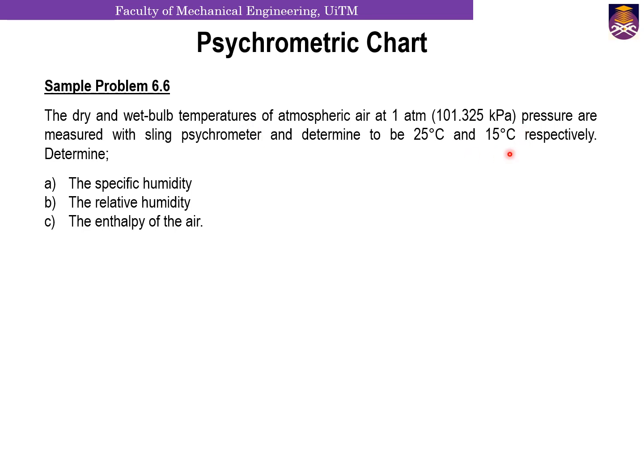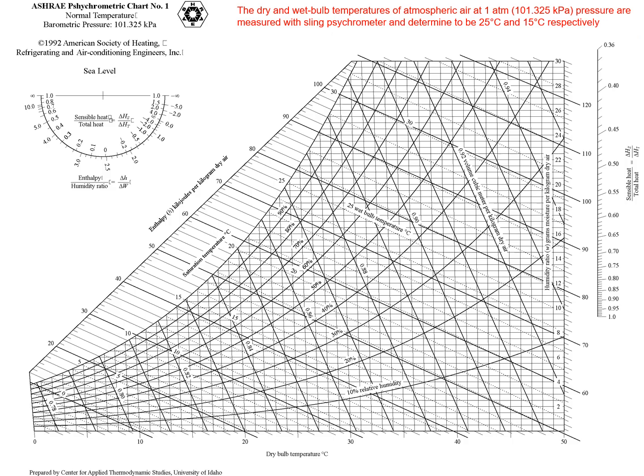In the psychrometric chart, you have more than two parameters. In order to find other parameters, you need a minimum of two parameters. Those two parameters are given to you. Based on these two parameters, how are you going to use the psychrometric chart to find the specific humidity, relative humidity, and enthalpy of the air for this problem? Now let's look at the solution.